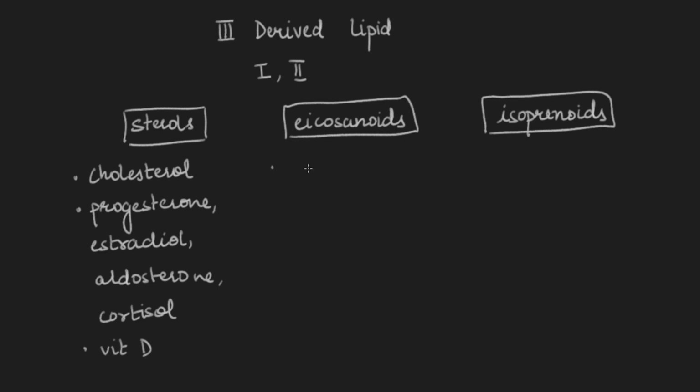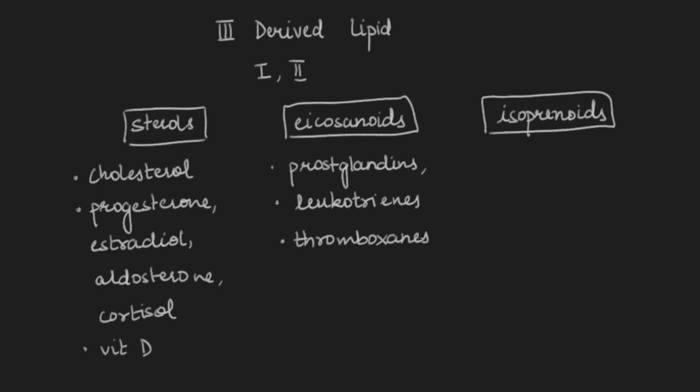Eicosanoids is a group of three specific compounds or chemicals: prostaglandins, leukotrienes, and thromboxanes. All these three chemicals, prostaglandins, leukotrienes, and thromboxanes, are useful in intracellular communication.